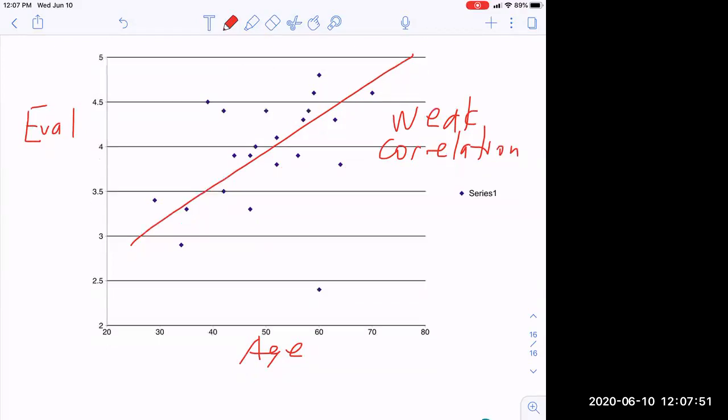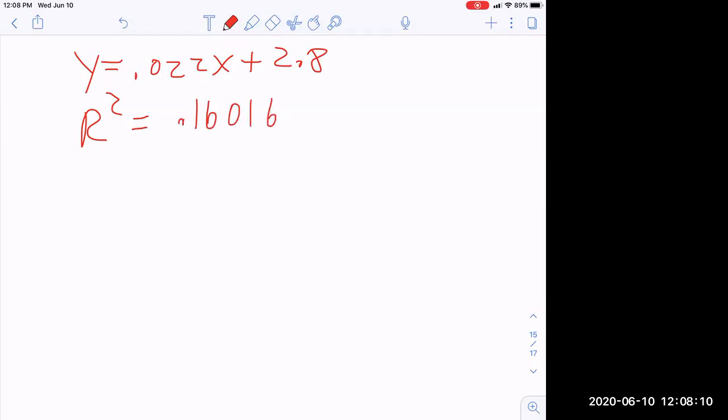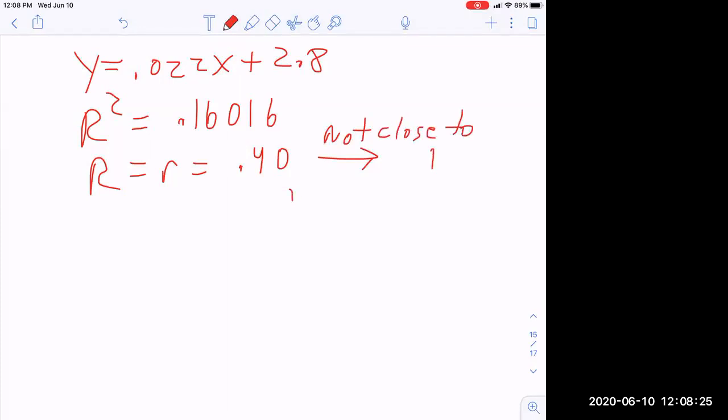So this should be kind of weak correlation. Well, like before, I got this data. Here's my regression line, 0.022x plus 2.8. R squared was 0.16016. Therefore, R, the square root, is 0.40. So not close to 1. So weak correlation.